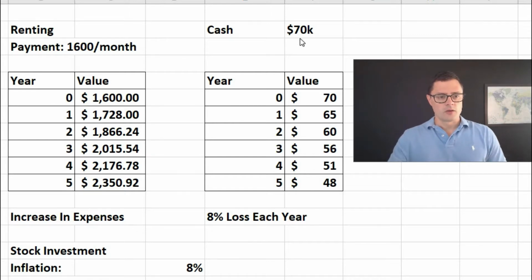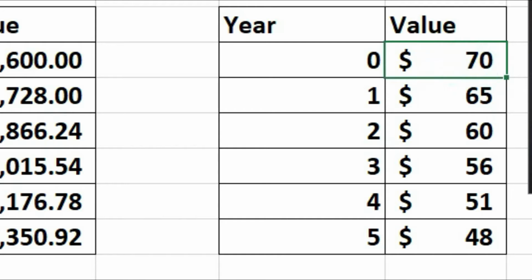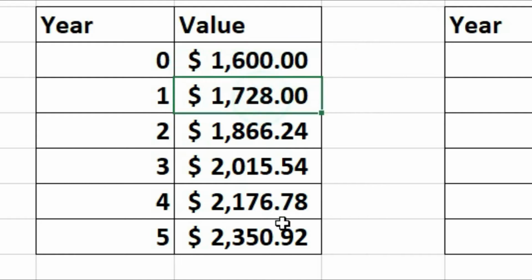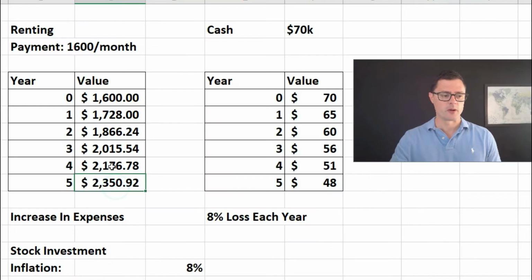All right, so we've got $70,000 in cash. Let's say we hold it in cash. It goes from $70,000 to worth $48,000 in today's dollars. If we look at the rent with the inflation, rent is going to go up to $2,350. But again, it's actually going to be the same in today's dollars, but you're actually going to be paying this.